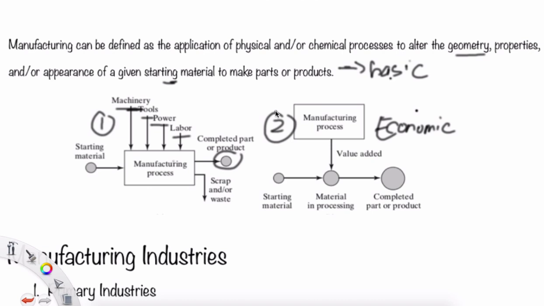We can give an example: when sand is transformed into glass, it has value added, or when petroleum is refined into plastic, it also has value added. And when the plastic is molded into a complex geometry, for example for a passenger chair, it is made even more valuable. So the economic point of view talks about value added.